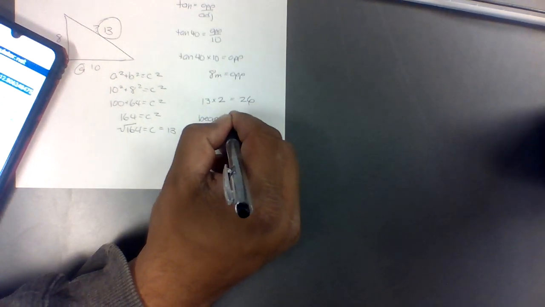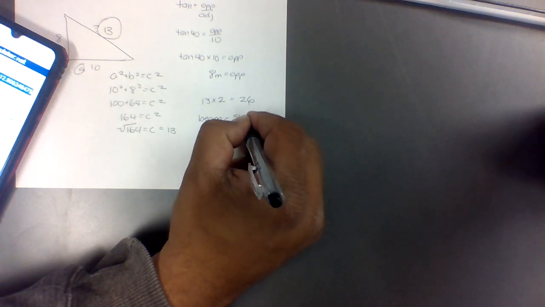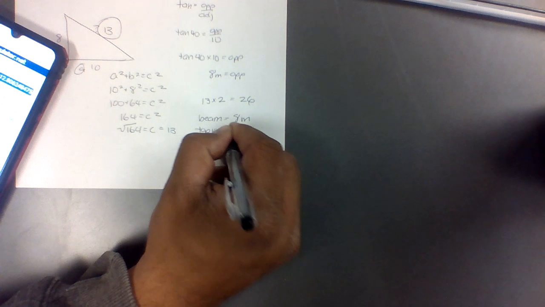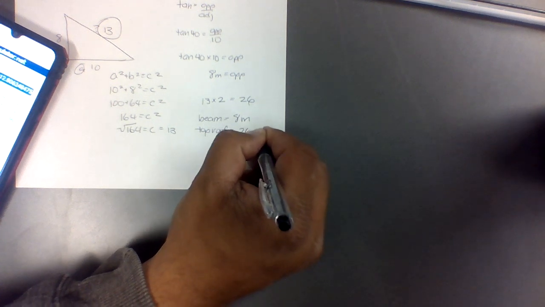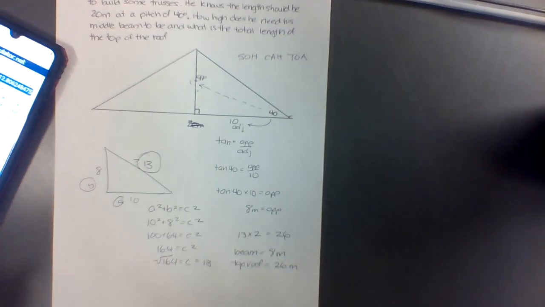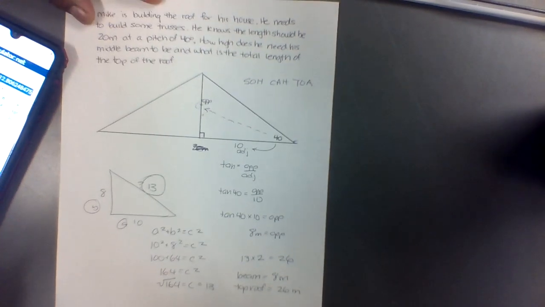Therefore, the beam, the middle support beam, we know is 8 meters, and we know the top of the roof is 26 meters. And that is basically the gist of everything involved to figuring out this question.